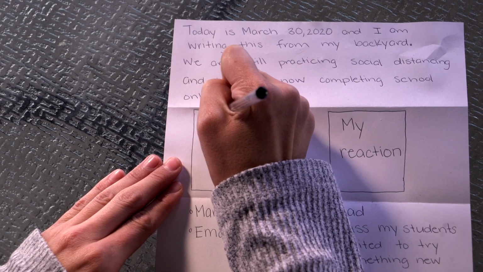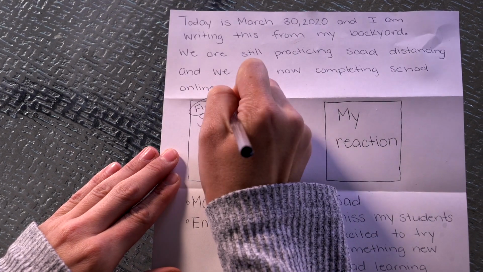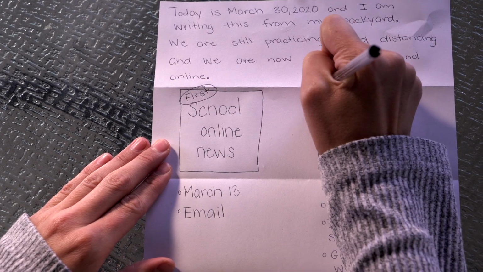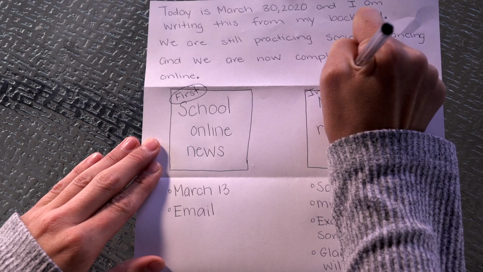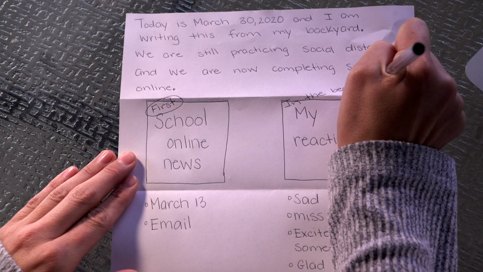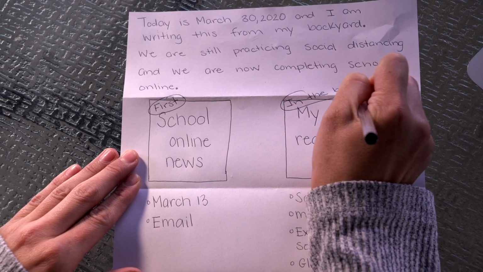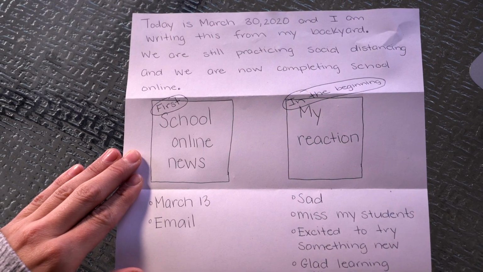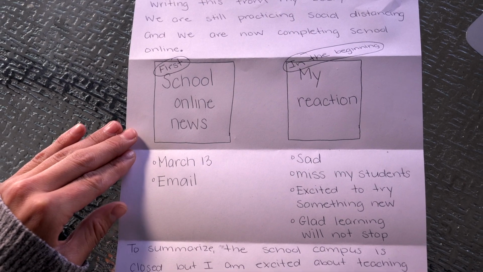I am going to use first, I'm going to write it on the top of my square and put a circle around it, and in the beginning. And again, put a circle around it so you don't forget it's there. And now we are ready to type up our paragraph.